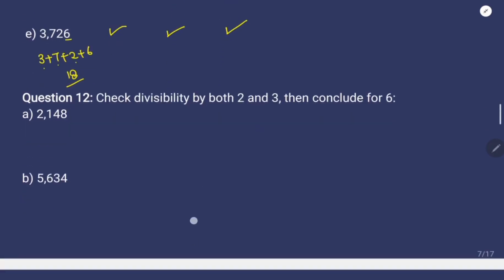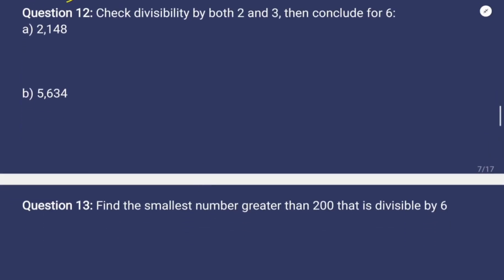Okay. So then we have 4-digit numbers. Check divisibility by both 2 and 3, then conclude for 6. So I will write 2 here, 3 here. 2148. 8, yes. And then 2 plus 1 plus 4 plus 8. 2 plus 1 is 3. 3 plus 4 is 7. 7 plus 8 is 15. Yes. So yes, yes becomes yes.